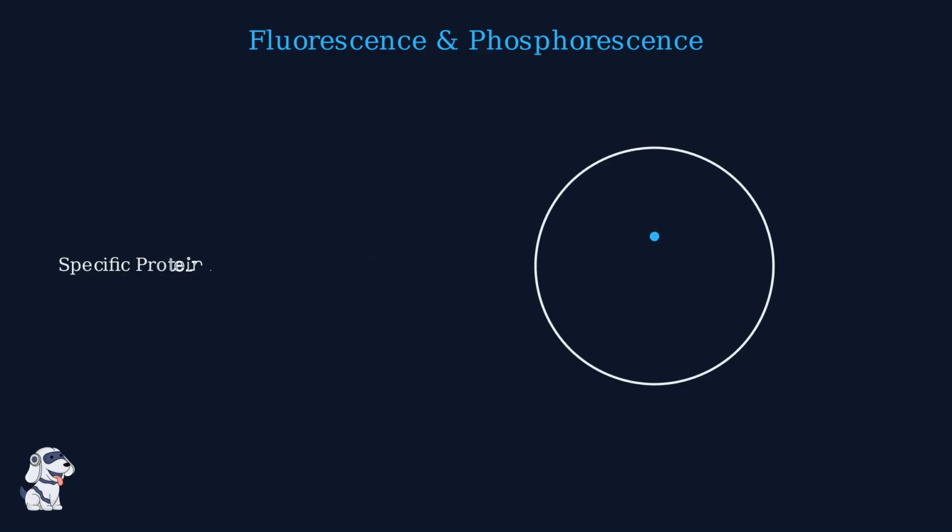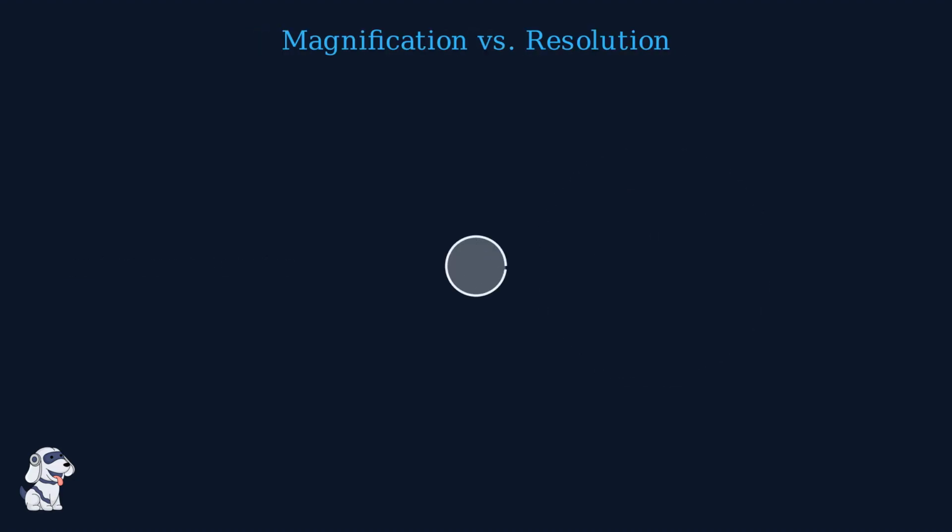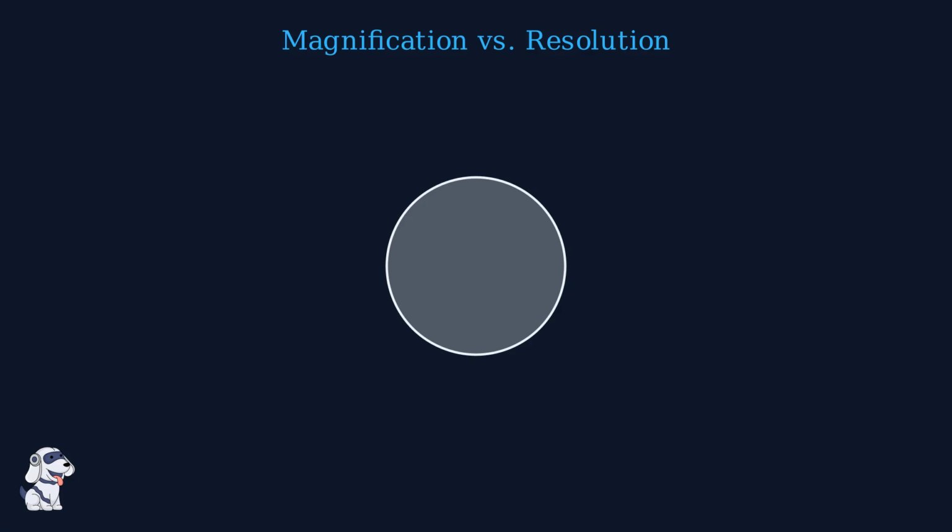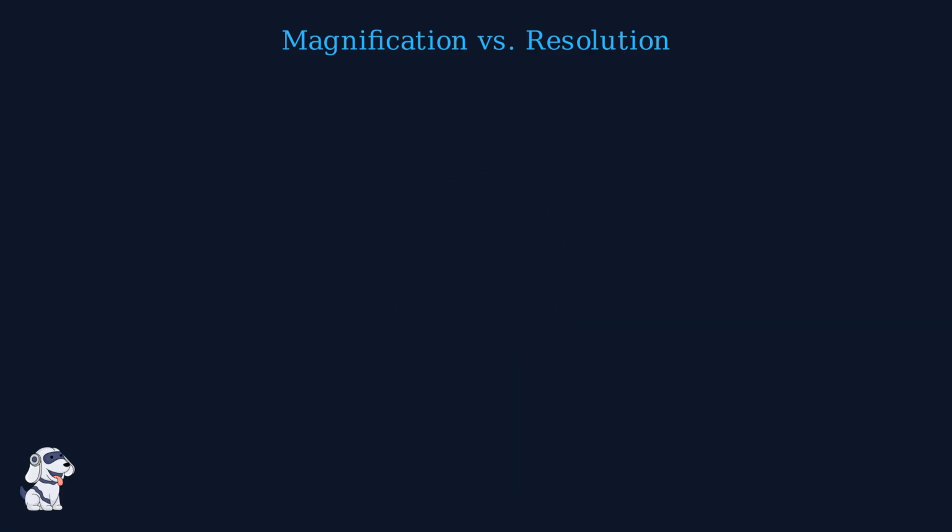In modern microscopy, this is transformative. We use fluorescent labels to tag specific proteins, allowing us to visualize microscopic structures with high specificity. Magnification is the process of enlarging the apparent size of an object. It allows us to see features that are otherwise too small for the human eye.